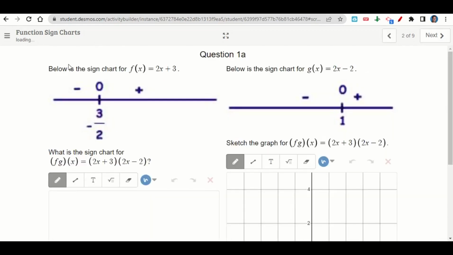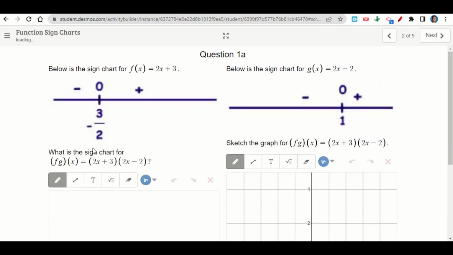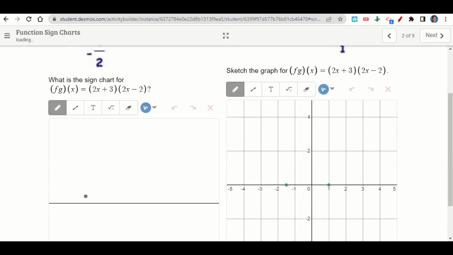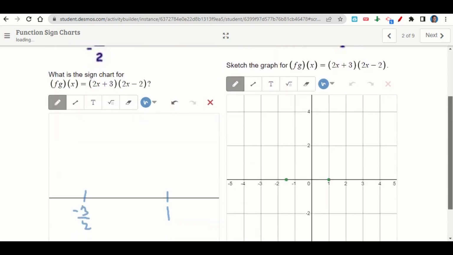Now for this one, it gives us a sign chart for f of x equals 2x plus 3, and a sign chart for g of x is equal to 2x minus 2. So it says, what would be the sign chart for this one? Well, we know if we multiply these two that we're going to have roots at each of these points. So we know for our sign chart, we're going to have something at negative 3 halves, and at 1, just like here.